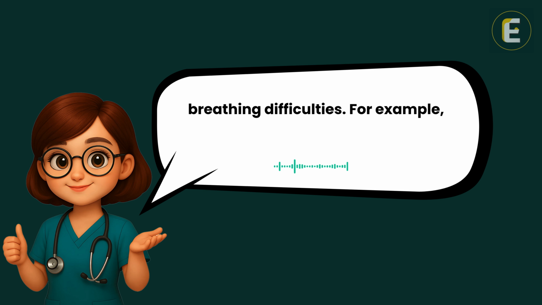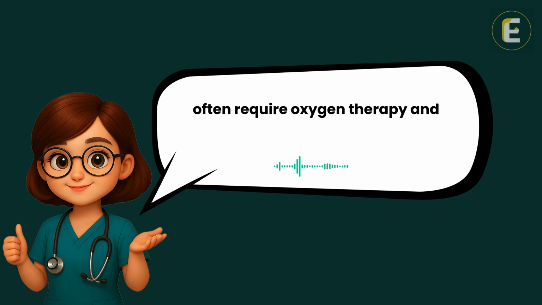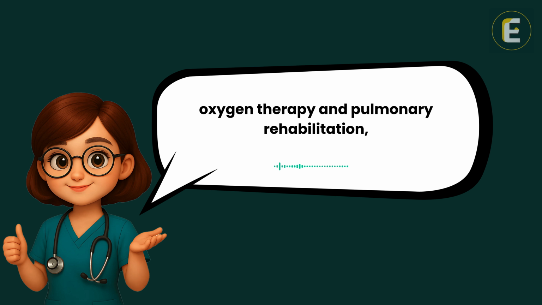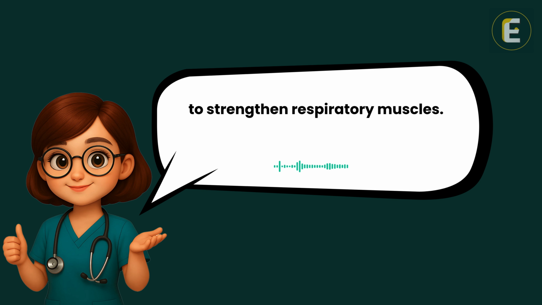Many respiratory patients will have chronic obstructive pulmonary disease, which refers to progressive lung diseases that cause breathing difficulties. For example, patients with chronic obstructive pulmonary disease often require oxygen therapy and pulmonary rehabilitation. In this context, oxygen therapy and pulmonary rehabilitation indicates supplemental oxygen to improve breathing and specialized exercises to strengthen respiratory muscles.